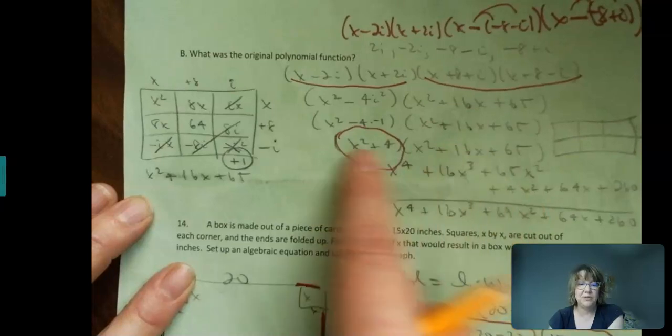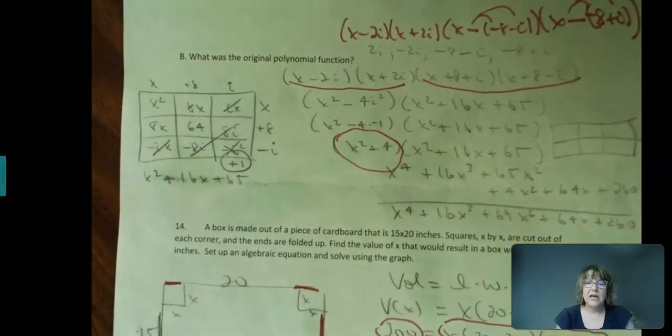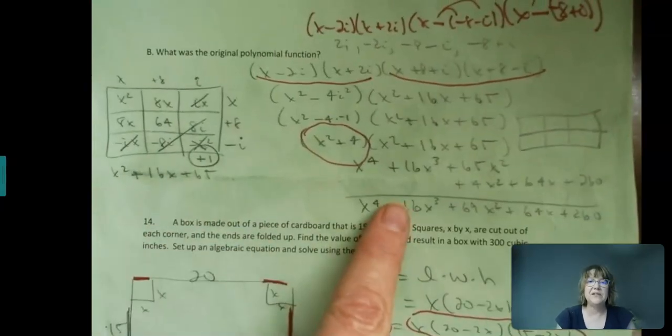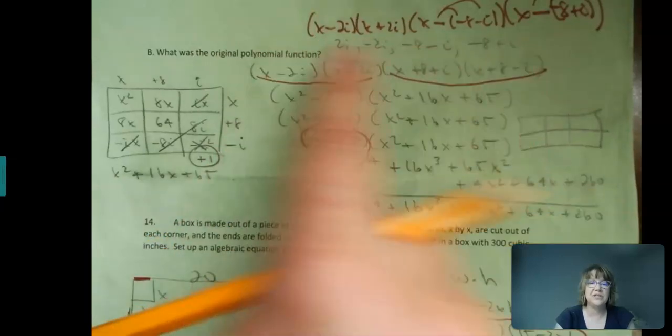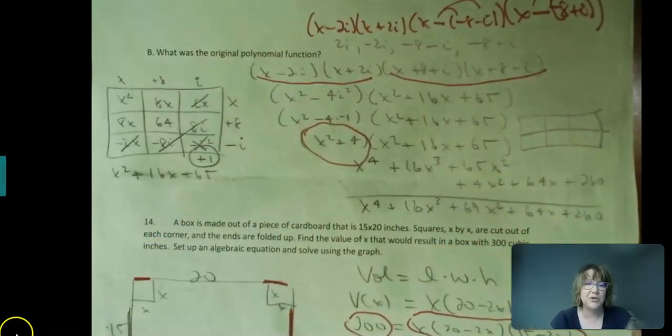But then you still have to multiply those out. All right, that's your final answer. And you could graph this, but the problem is you should have no real zeros because they're all imaginary. So it doesn't help you too much to graph.